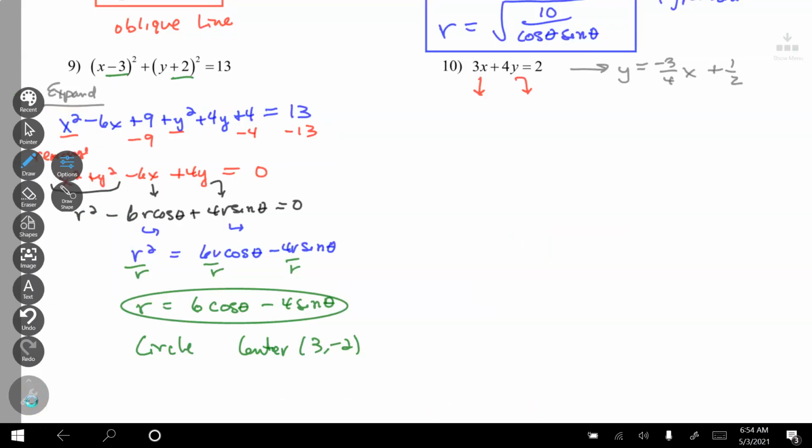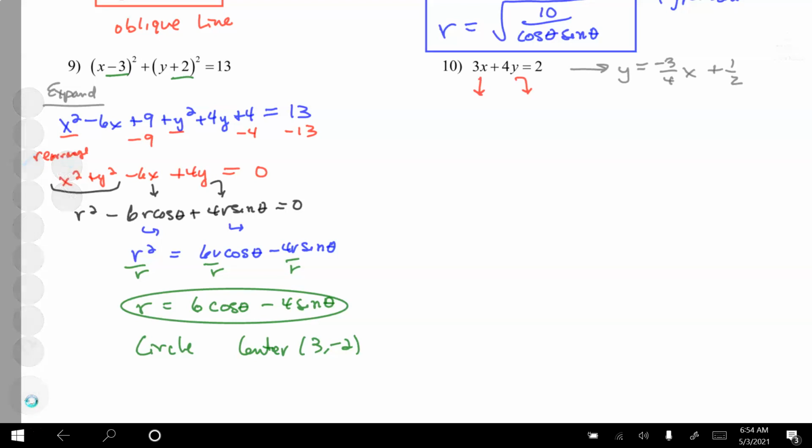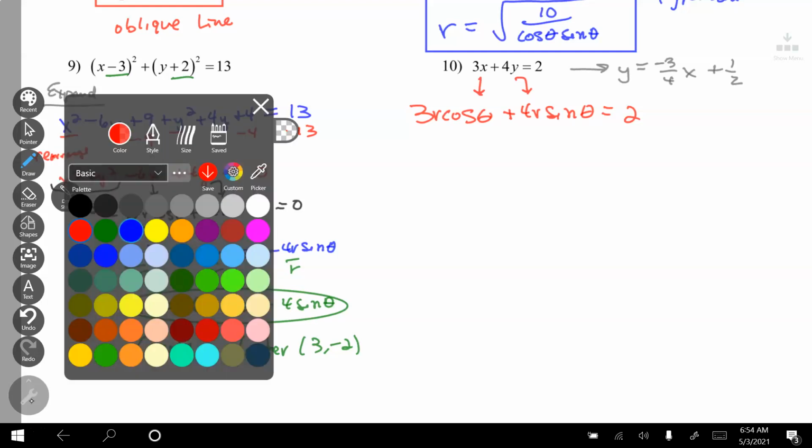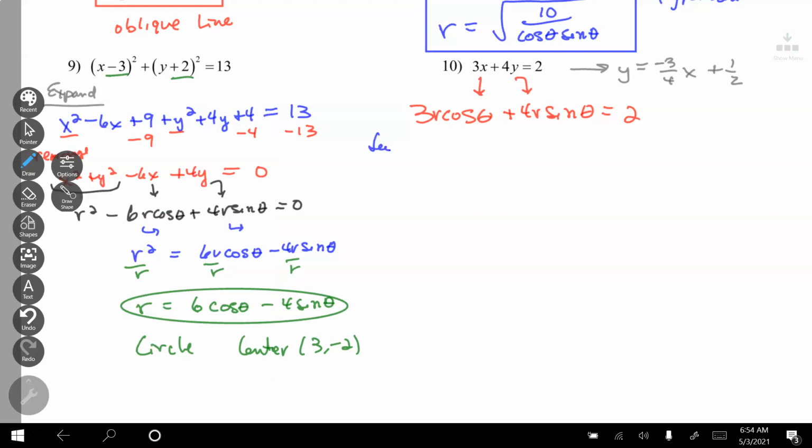In the last example, 3x plus 4y equals 2 is the standard form of a linear equation. You want to rewrite it in slope-intercept form. I did it on the right, so I have a slope of negative 3/4. I'm just going to use my plain substitution. That is going to be 3r cosine theta plus 4r sine theta is equal to 2. A little bit different now because of this 2 on the other side. It's great when there's 0 on the other side because I can move things back and forth and divide by things. I'm going to have to factor a little bit.